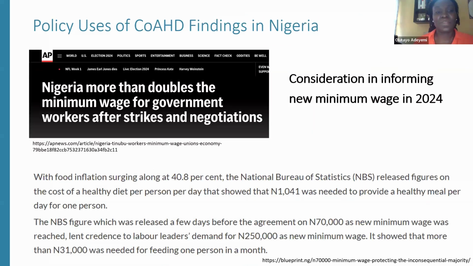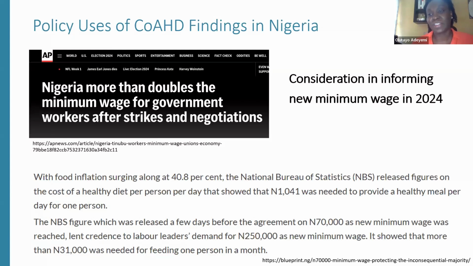And then the big one that also happened was that when so many macroeconomic changes happened, with the media outcry that people couldn't afford a healthy diet, the government said, okay. Nigeria was due for a change in minimum wage. And so the presidency reached out to the Bureau of Statistics to say, what should we consider in setting a new minimum wage?